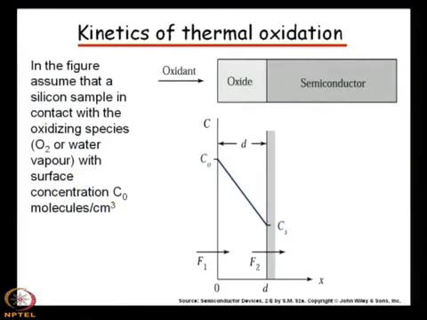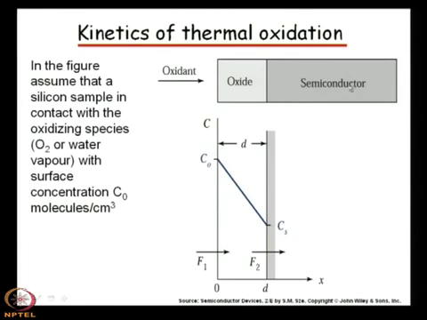In the earlier class, we have discussed thermal oxidation, which is one of the most important process steps in the process engineering of silicon or in any other device technology. So, today we shall discuss the kinetics of thermal oxidation, and you can find that in this view graph.